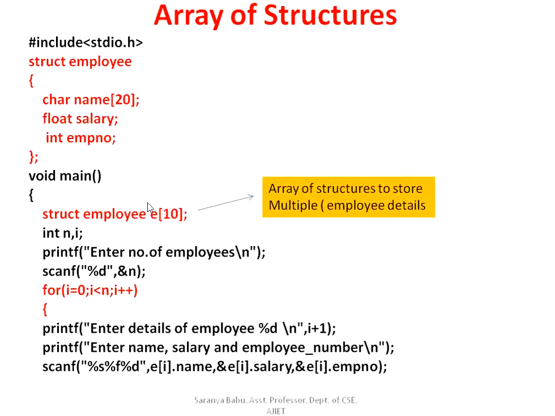Now since it is an array, when i is equal to 0, I am storing in the 0th location of the array. It is array of structure. The first structure variable is e of 0. Its name, salary, employee number will be read. Next iteration, when i is 1, I am going to enter the details of employee 1 plus 1, that is employee 2. Employee 2's details will be e of i, which is 1 right now. So e of 1 dot name, e of 1 dot salary, e of 1 dot employee number. Same way when i increments, e of 2 dot name, e of 2 dot salary, e of 2 dot employee number.